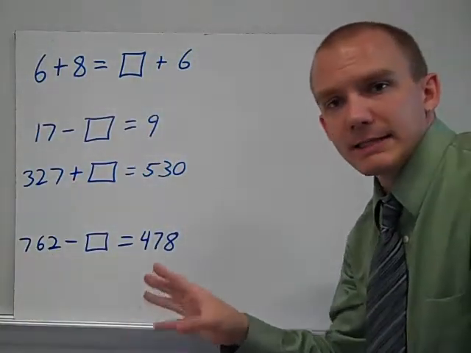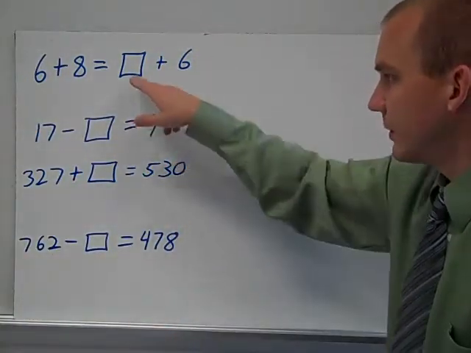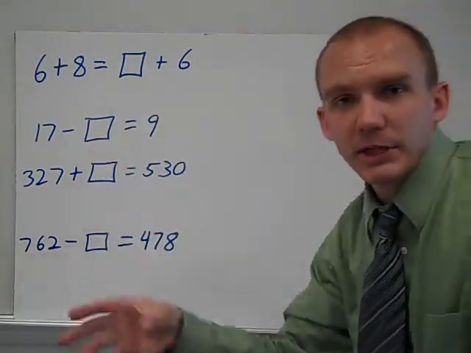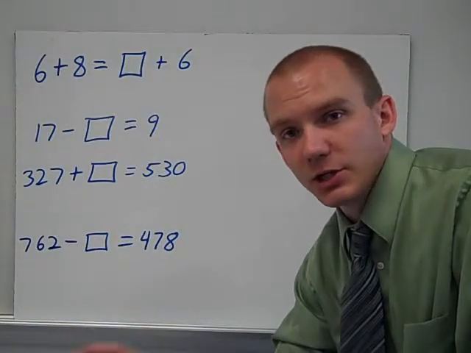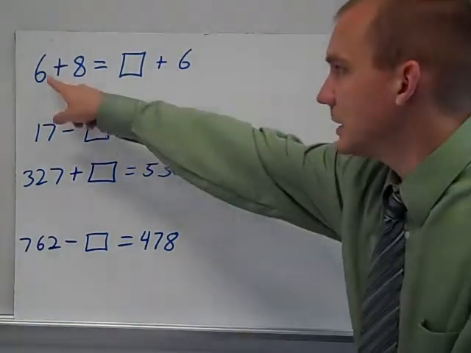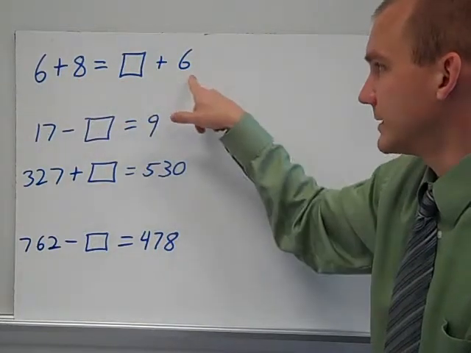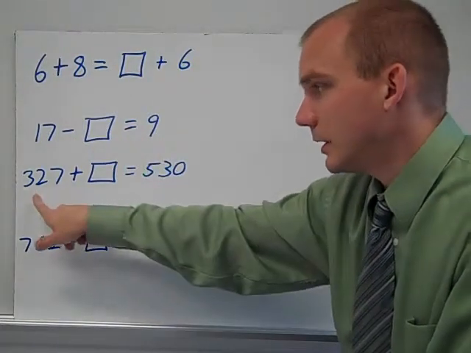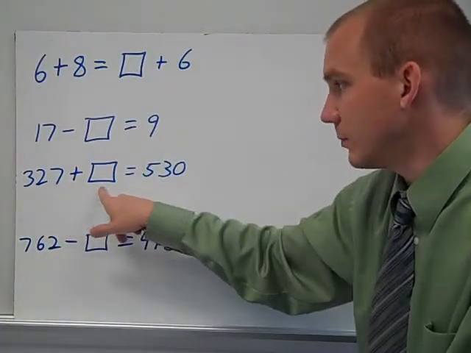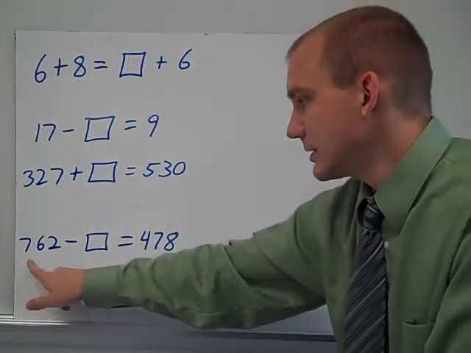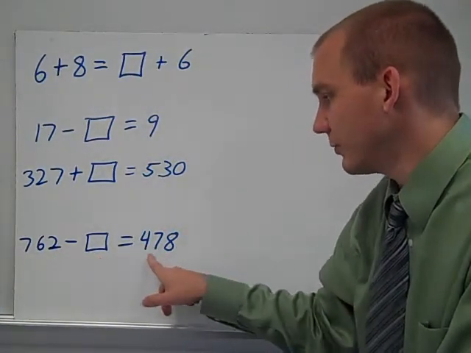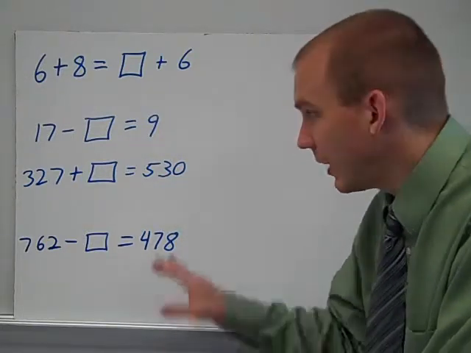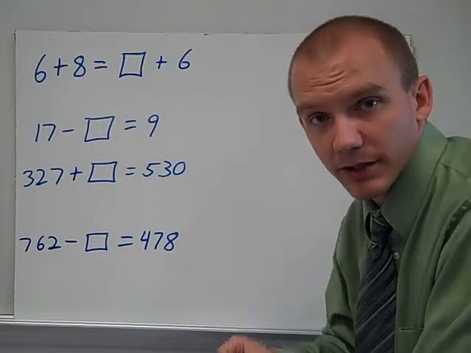What I want you to do here is pause and solve. There are 4 problems with blanks. I want you to pause and try to figure out what goes in the blank using the relationships with fact families between addition and subtraction that we've talked about. 6 plus 8 equals blank plus 6. 17 minus blank equals 9. 327 plus blank equals 530. And 762 minus blank equals 478. Go ahead, pause, solve all 4 of them, and then hit play again. I'm going to go through each one and see how well you did.